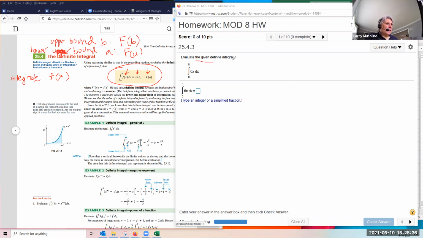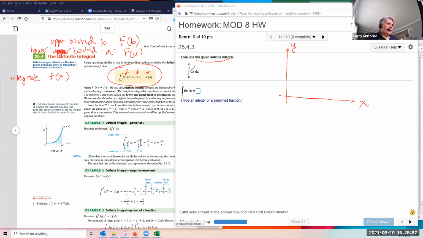This one says evaluate the definite integral, the integral from 0 to 5 of 6x. Well, always a good idea to get a sense of what the graph looks like and what area you're finding. Remember, a definite integral is a number. You end up with a number as your answer, and that number is the area under the curve.